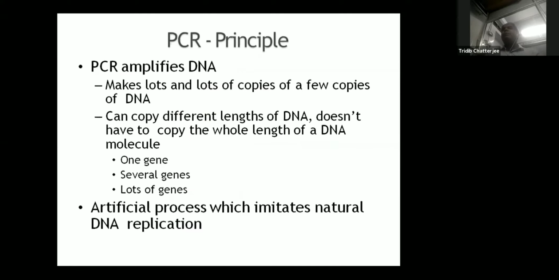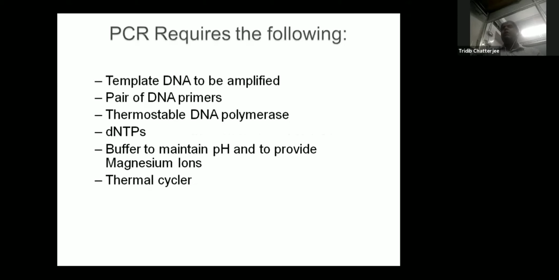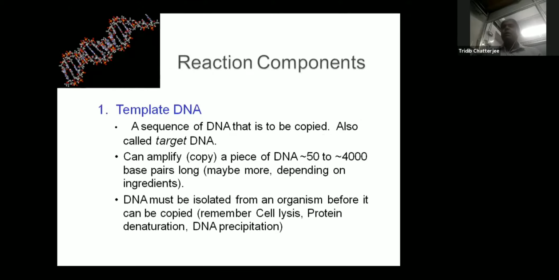PCR as a technique can amplify one gene, several genes, lots of genes within a very short time. So what are the requirements of a PCR? First, the template, then a pair of primers, forward and reverse. Next, the thermostable DNA polymerase, then dNTPs, then a buffer to maintain the pH, and finally the PCR machine, which is the thermal cycler. This is the basic requirement to start a PCR.